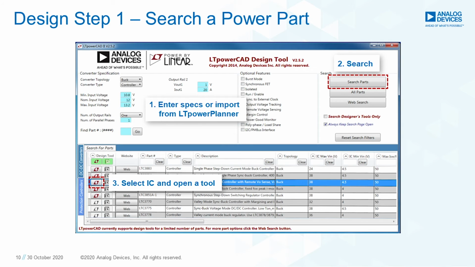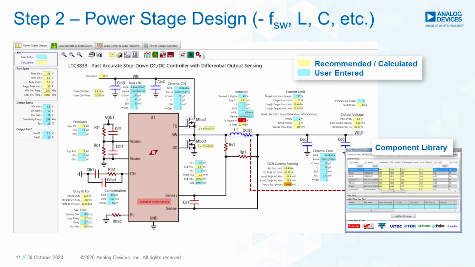Design step number 2 is to select the proper component values for the resistors, capacitors, inductors, transformers, and MOSFETs. In the upper left-hand corner, you can enter the desired parameters for the design, such as output voltage and switching frequency. LTPowerCAD will give you recommended values based on your design criteria, which will be shown in the yellow boxes. You can then enter your own values in the blue boxes. You also have the ability to click on any of the symbols that will bring up a vendor-supplied list of actual components that you can choose from.